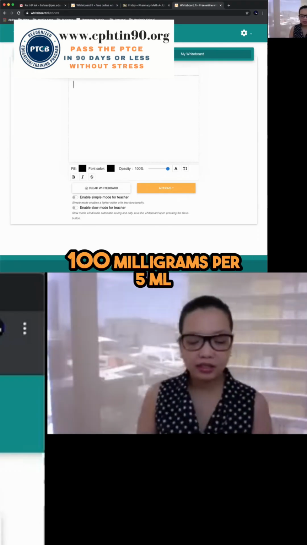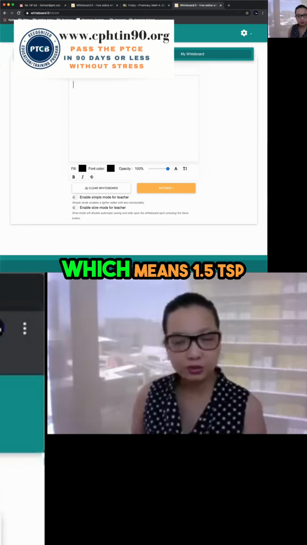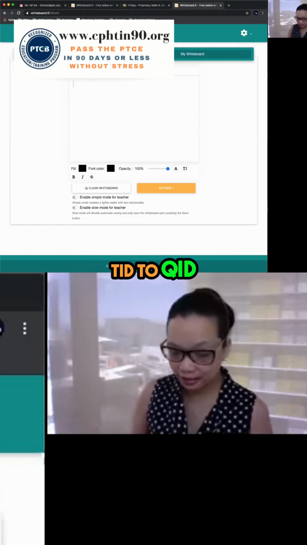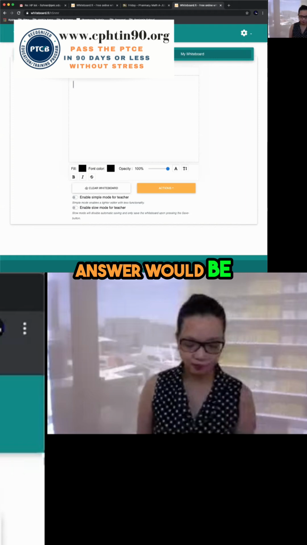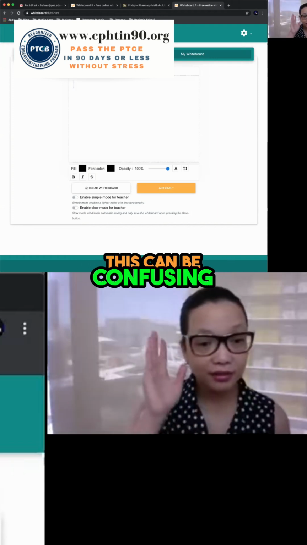Tegretol suspension, 100 milligrams per 5 ml. 1.5 teaspoon, which means 1.5 TSP. TID to QID times 30 days. Answer would be? 900 ml. Correct. Who got 900 ml? This can be confusing, huh?